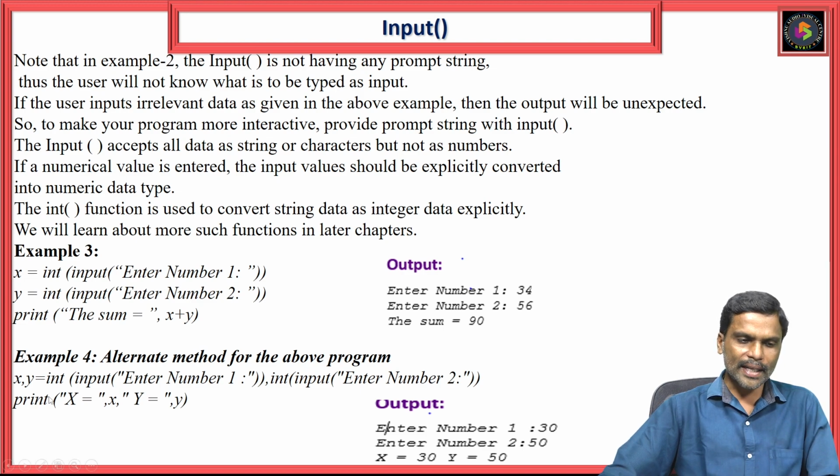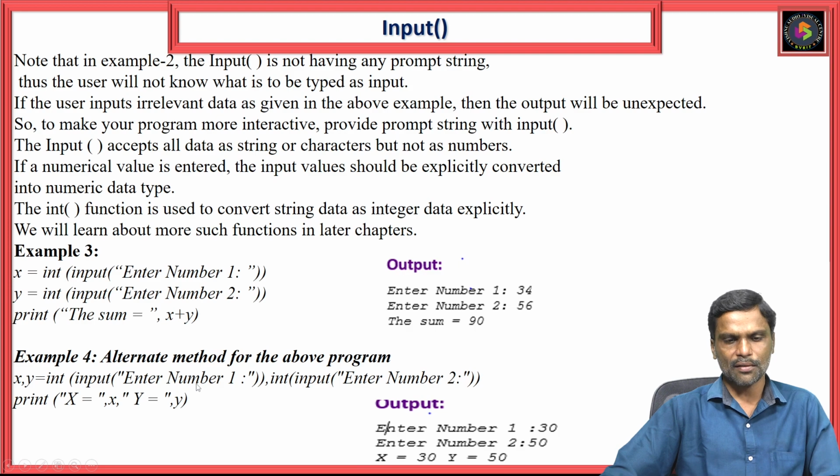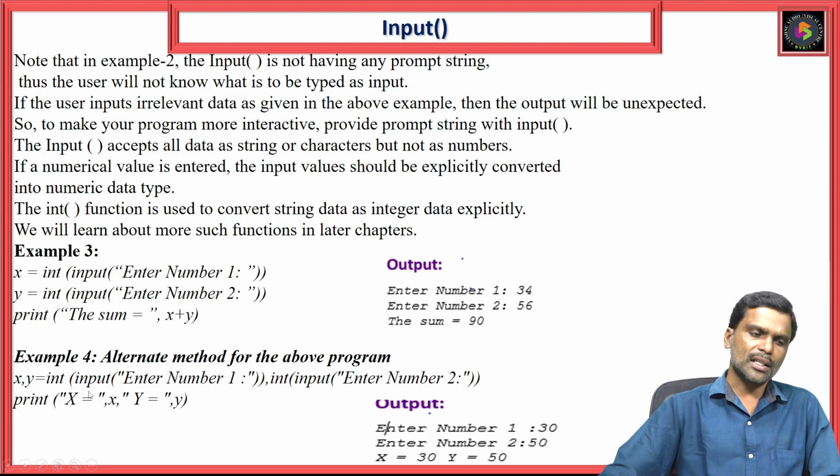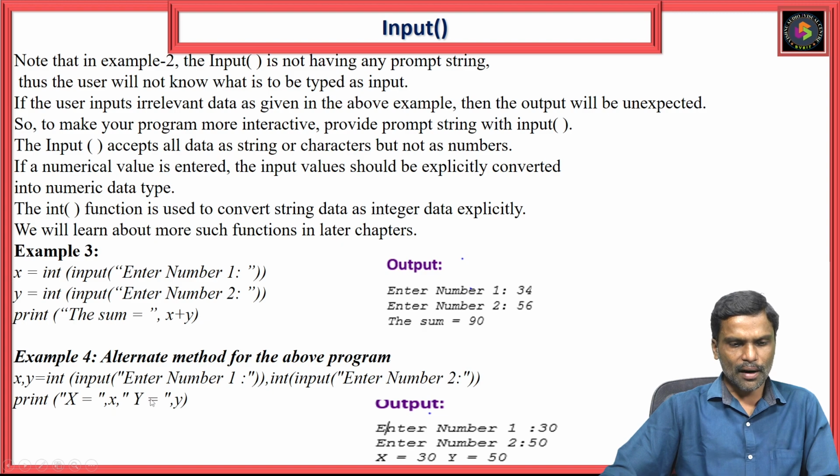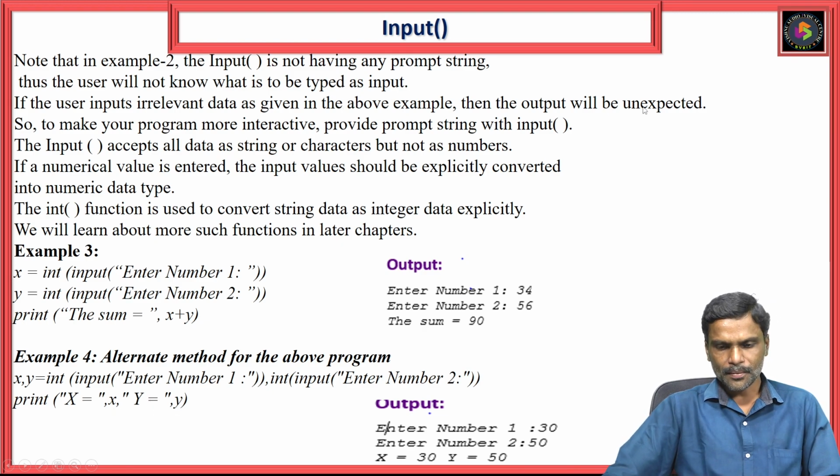Then x comma y, two variables I am taking. First one, input: enter number 1, then comma, int input: enter number 2. The meaning here is that the first input value we take is stored in x, and the second input value we enter is stored in y. That becomes x and y. Print x is equal to x, y is equal to y. You can see here, a very good example this is.